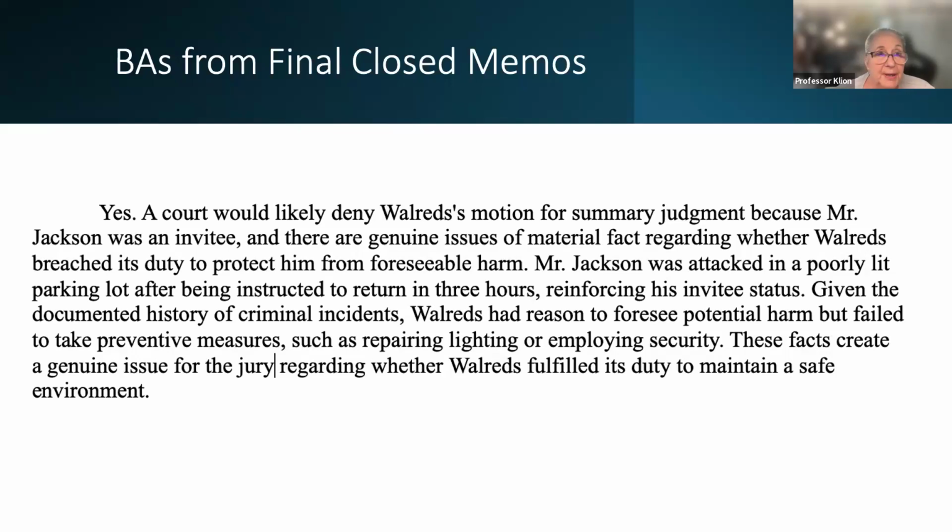Here's another one, a little bit better because we at least have a straightforward answer. Yes, a court would likely deny Walred's motion for summary judgment because Mr. Jackson was an invitee and there are genuine issues of material fact regarding whether Walred breached its duty to protect him from foreseeable harm. Hopefully you see the problem already. We have gone beyond the scope of the memo because we are discussing breach. Mr. Jackson was attacked in a poorly lit parking lot. Again, that's an opinion. Where's the fact? After being instructed to return in 3 hours, reinforcing his invitee status.